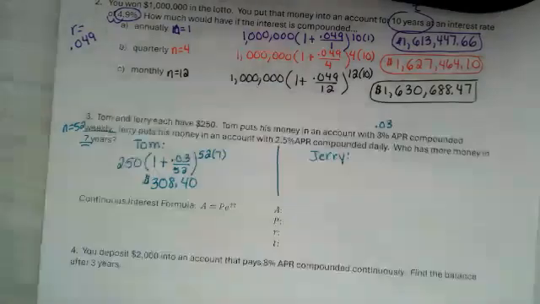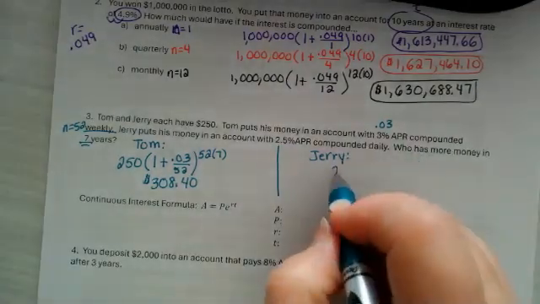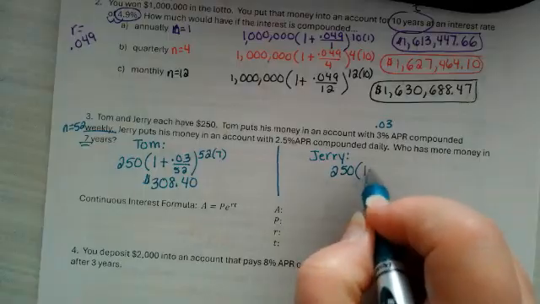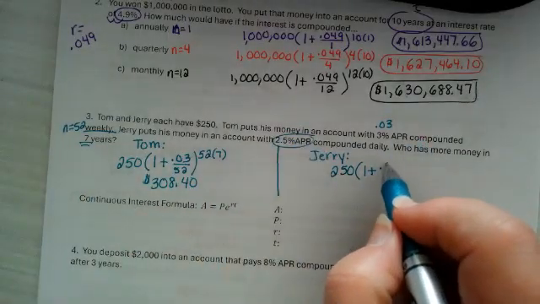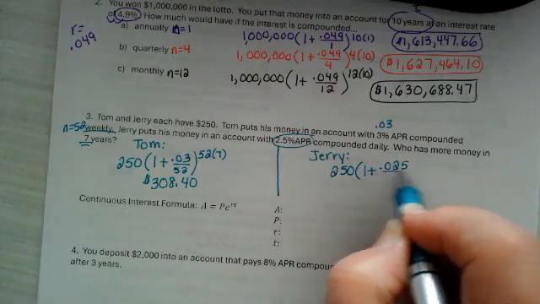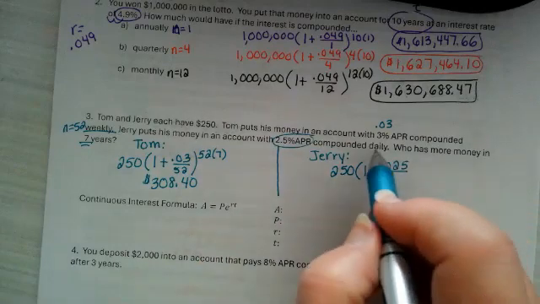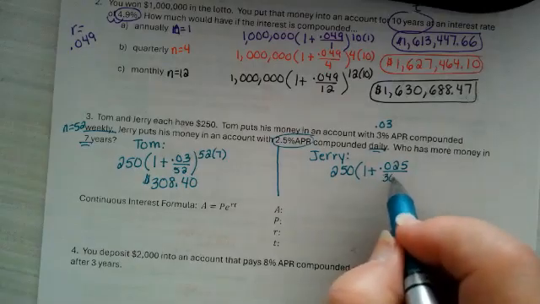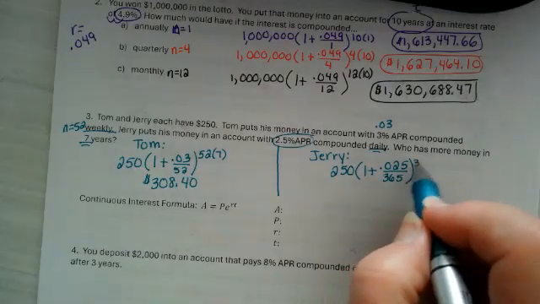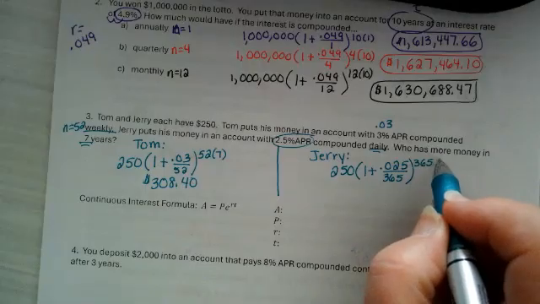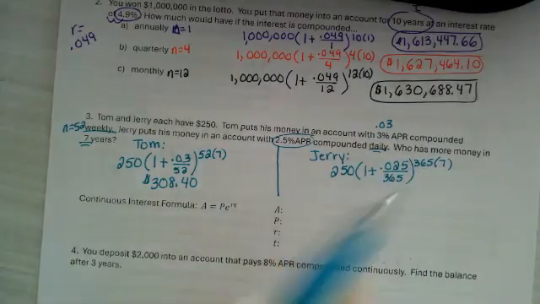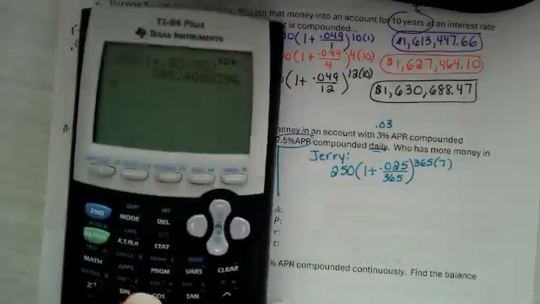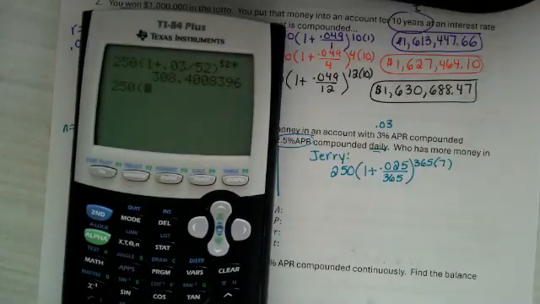Let's see what happens to Jerry. Jerry takes his $250. His interest rate is 2.5, so I'm going to write that as 0.025. And his compounds daily, which is 365 times a year, times 7 years. Well, Jerry has a lower interest rate, but his is compounded more frequently. So let's see who ends up with more money.